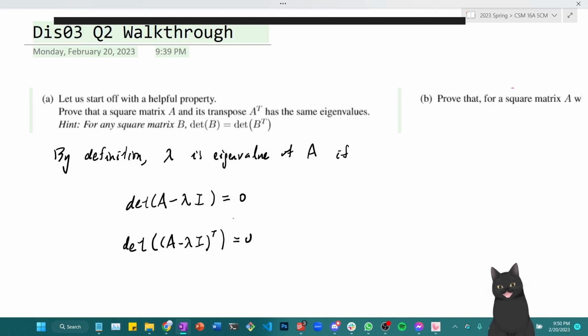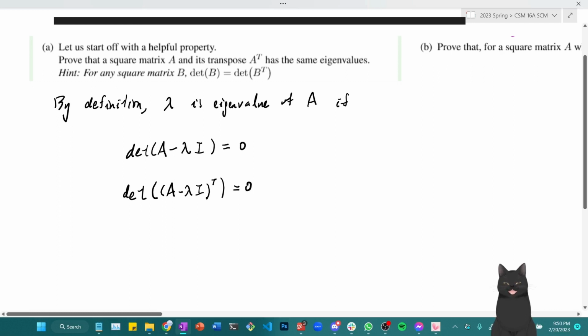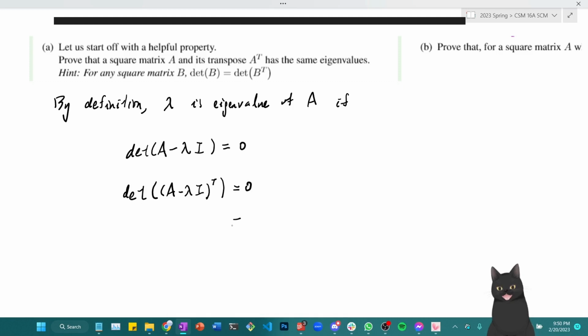Now here's an interesting thing, which is that I, the identity matrix, is a diagonal matrix. So the identity matrix and its own transpose are in fact equal to each other because the identity matrix itself is symmetric. This means that we can then rewrite the determinant of the transpose of A minus lambda I as the determinant of A transpose minus lambda I. So therefore, by definition, since the determinant of A transpose minus lambda I is 0, lambda is also an eigenvalue of A transpose.